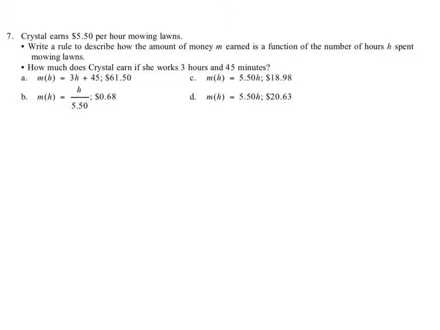Okay, so what does that look like? Well, we're going to say H, the independent variable, there's a unit rate here. The unit rate is $5.50 for every hour that Crystal mows the lawn. So we're going to put that number in front, 5.50. And we are told that the total money M earned comes from that. So we will say M is equal to 5.50H.